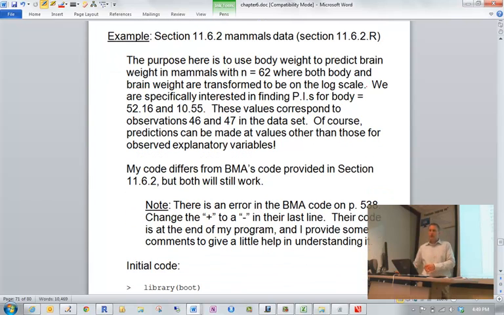Okay, any questions before we get to an actual numerical example? Okay, so this is on page 72.